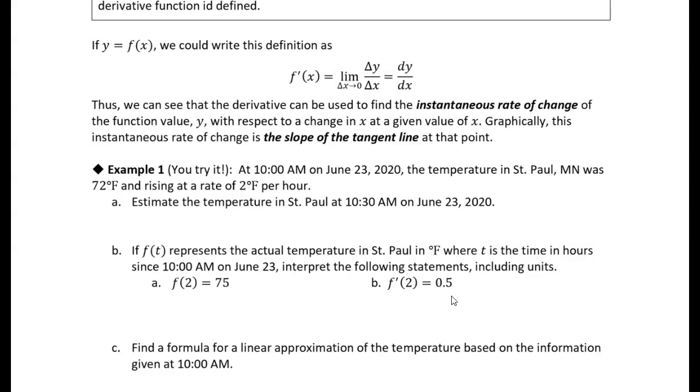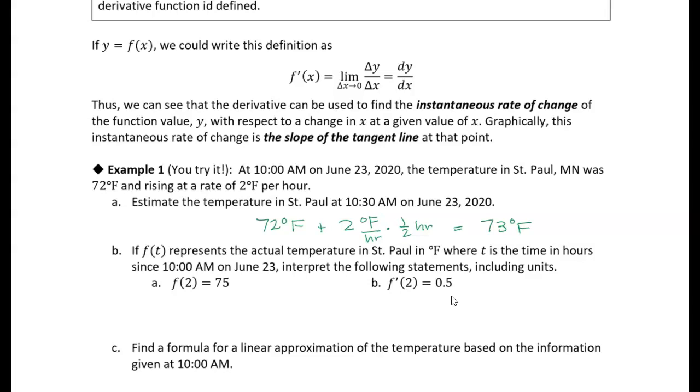So what do we need to do to estimate the temperature at 10:30? So 10:30 is just a half hour later, right? And if it's rising at 2 degrees per hour, then in a half hour it would rise one degree, right? So we can basically take this 72 degrees Fahrenheit and add 2 degrees Fahrenheit per hour times the number of hours. In this case, it's just half an hour. So we get half an hour. And what we'll end up with is 73 degrees Fahrenheit.